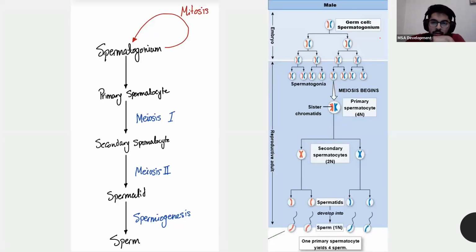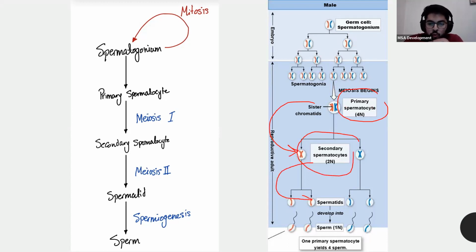This is the graph that I just explained during the lecture. Primary spermatocyte undergoes first meiosis, or meiosis 1, and produces a secondary spermatocyte. Secondary spermatocyte is going to undergo meiosis 2 and produce a spermatid. Okay, then these spermatids are going to undergo spermiogenesis to produce sperms.